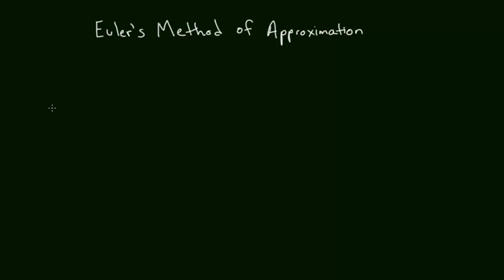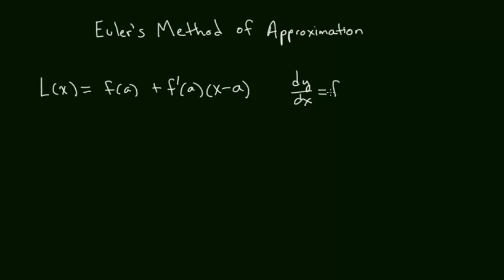In this part of the lesson, I would like to develop Euler's method of approximation. To do that, we're first going to start with the linear approximation. L of x equals f of a plus f prime of a, x minus a. We've seen this a bunch of times. Now this, of course, is when dy dx is equal to f prime of x, meaning it depends on x alone. The derivative, that is, depends on x alone.